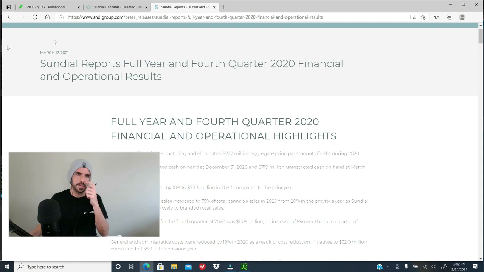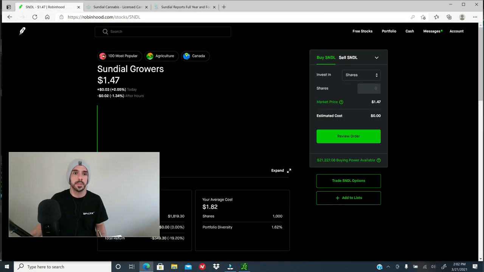Take a look at this. I want to show you my current position on Sundial Growers. So as of now, I own 1,000 shares at an average cost of $1.82. I actually purchased 500 more shares last Friday, okay? Once this report came out, because as I said before, I like the moves that this company is making from a long-term perspective. However, I am investing an amount of money in this company that I am willing to lose. So that's my advice when it comes to Sundial Growers.